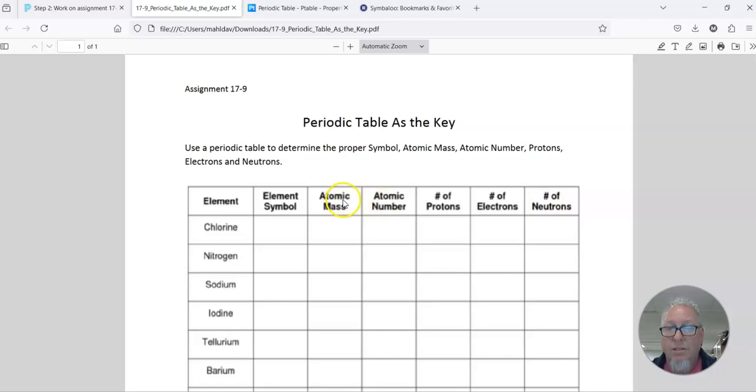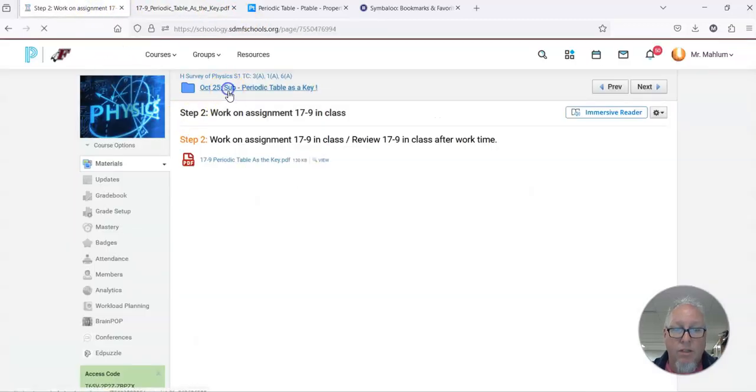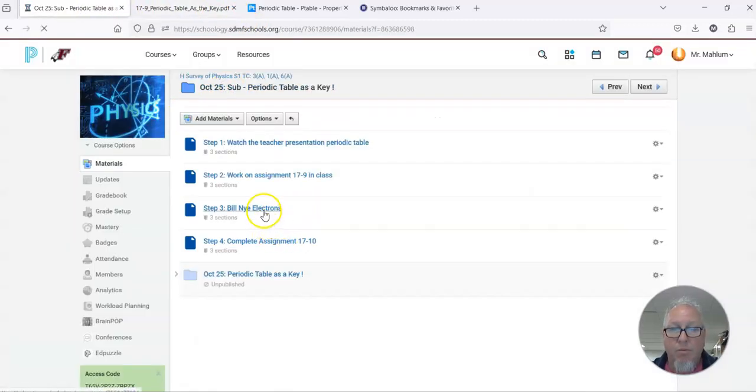Atomic mass is the mass number. The atomic number is the atomic number. Number of protons, number of electrons, number of neutrons. So be very careful with the headings on there. But you should be able to complete this chart with the instruction that you just had in the video. Once you finish that, you would continue on to step 3.